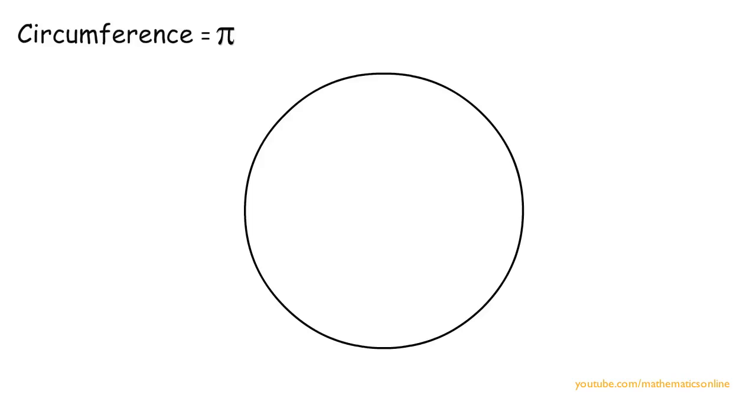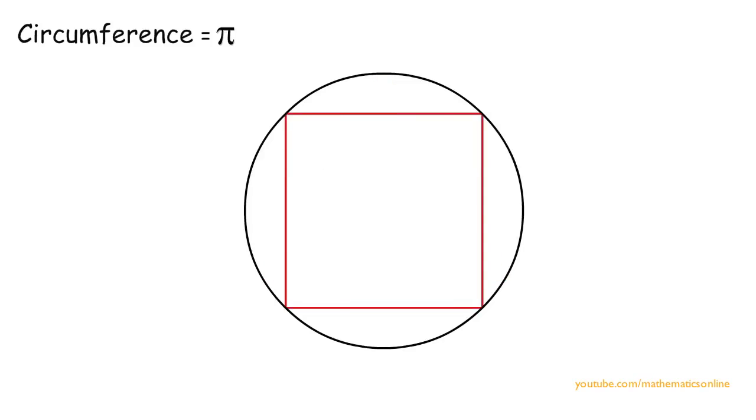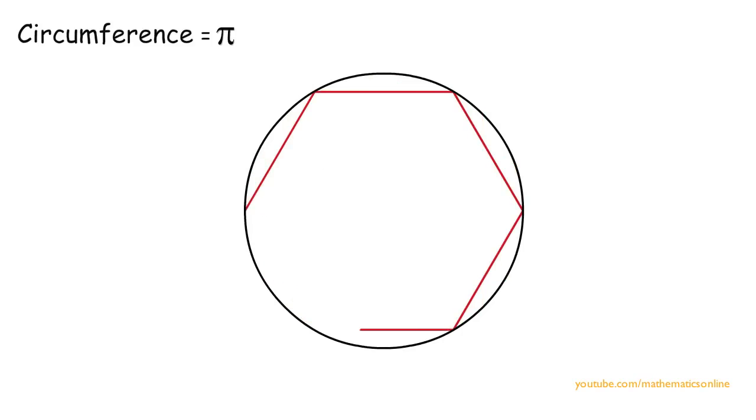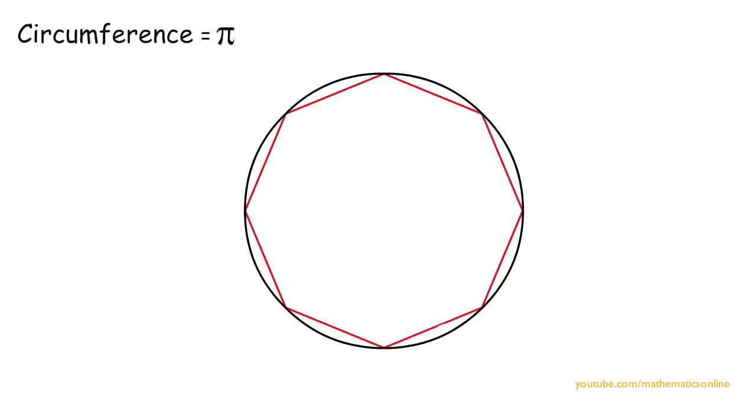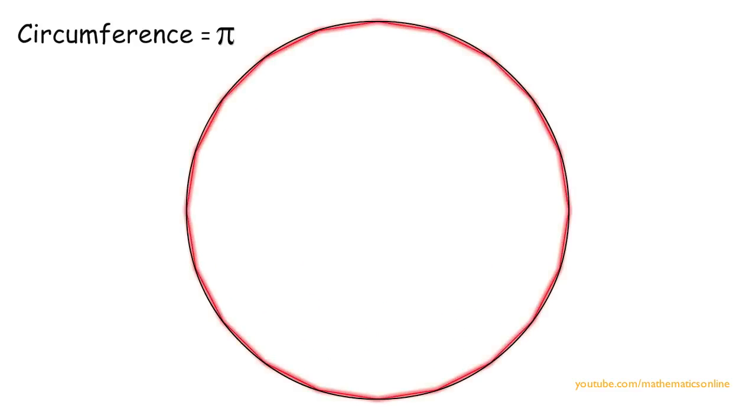Next, inside the circle, we inscribe a polygon, and we increase the number of sides repeatedly. What we can see is that every time we increase the number of sides of the polygon, the more it resembles the shape of the circle. Specifically, the perimeter of the polygon approximates the circumference of the circle. So let's derive a formula to calculate the perimeter of the inscribed polygon with an arbitrary number of sides.